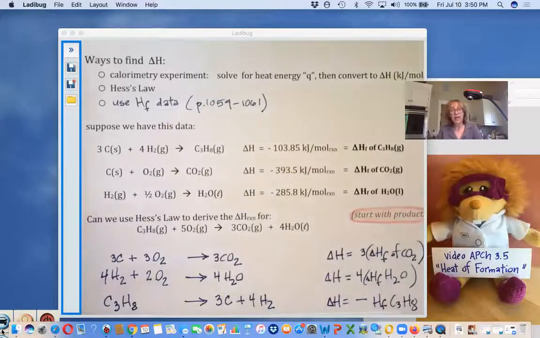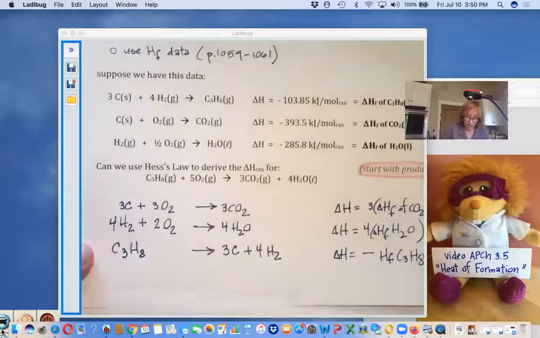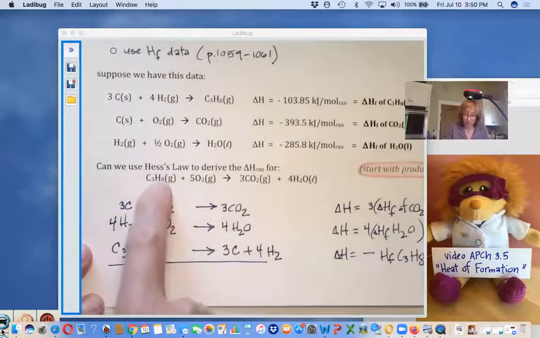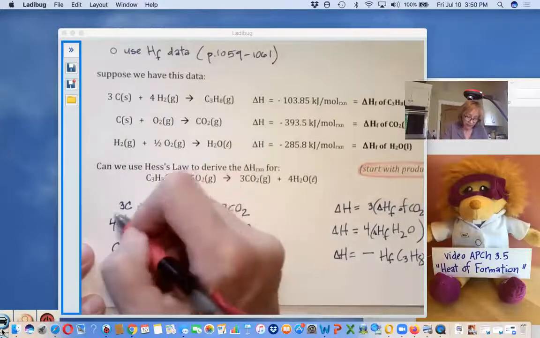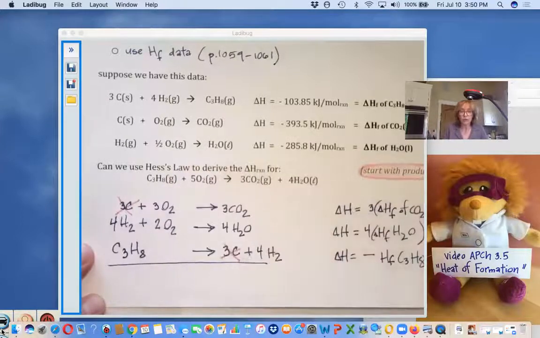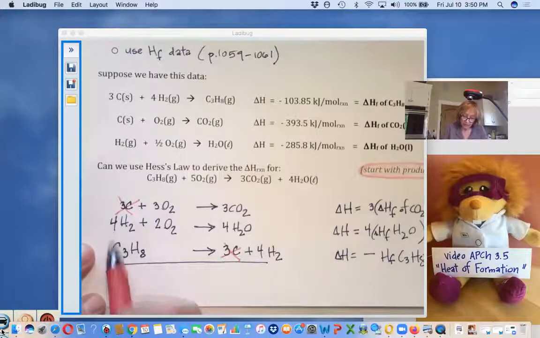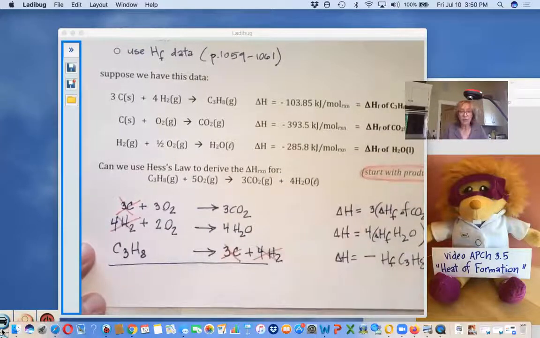Okay, now let's see if these 3 equations add up to give me my target equation. And you see that I have 3 carbons on the reactant side and 3 on the product side. I'm going to subtract them out. And I have 4 H2s on the reactant side and 4 H2s on the product side. I'm going to subtract them out.